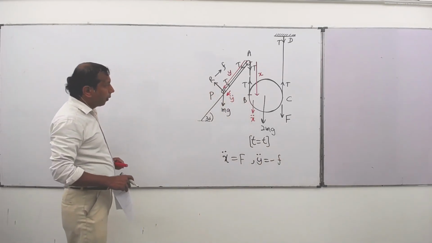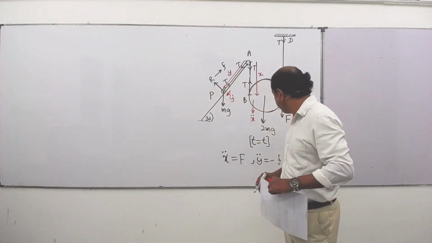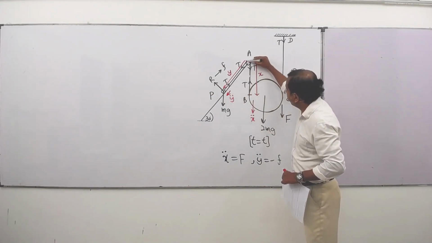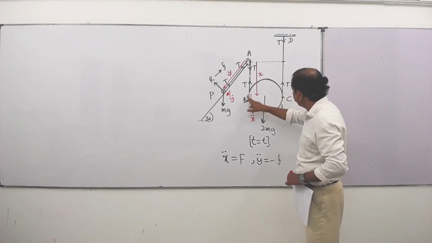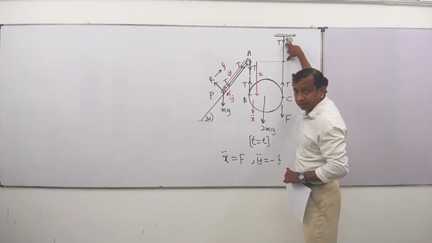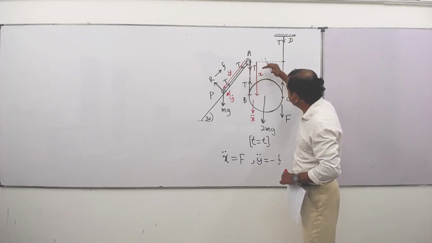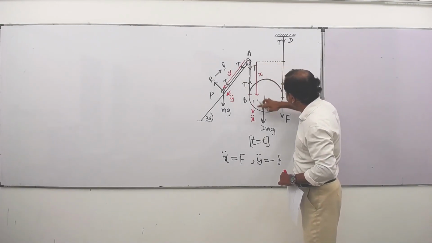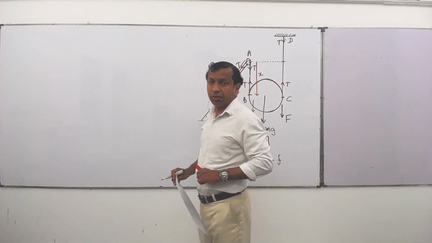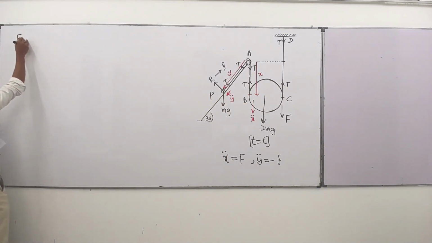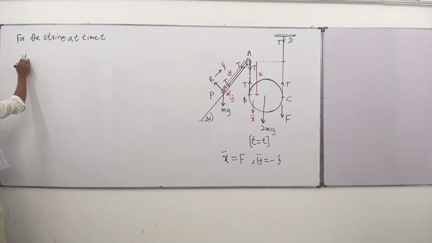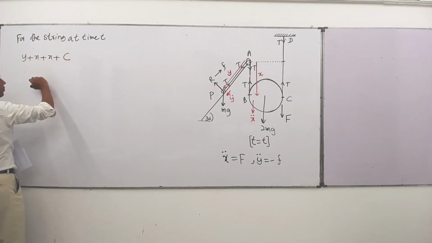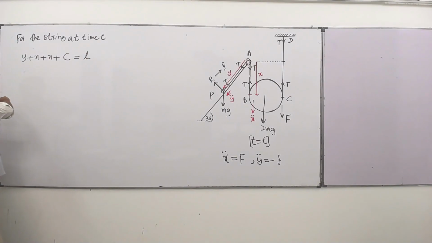Now you can write, at time t equals t, the length of the string. From here to here, y, a small constant here we have, and from here to here, x. If that is x, from here to here this is also x. This is a constant, this also a constant. Then we can write the relation y plus x plus these constants, all together equal to the length of the string. So at time t, y plus x plus all three constants together form a new constant, that is c, equals L, the length of the string.